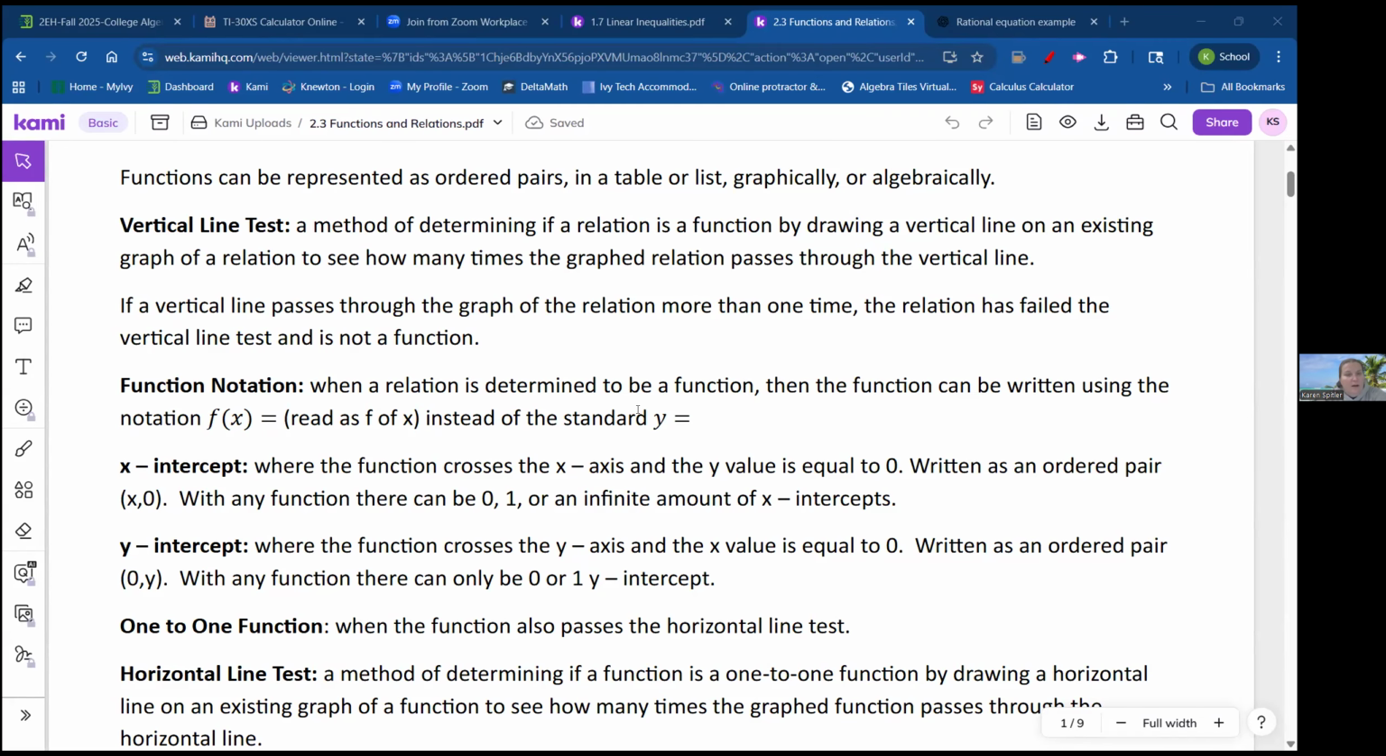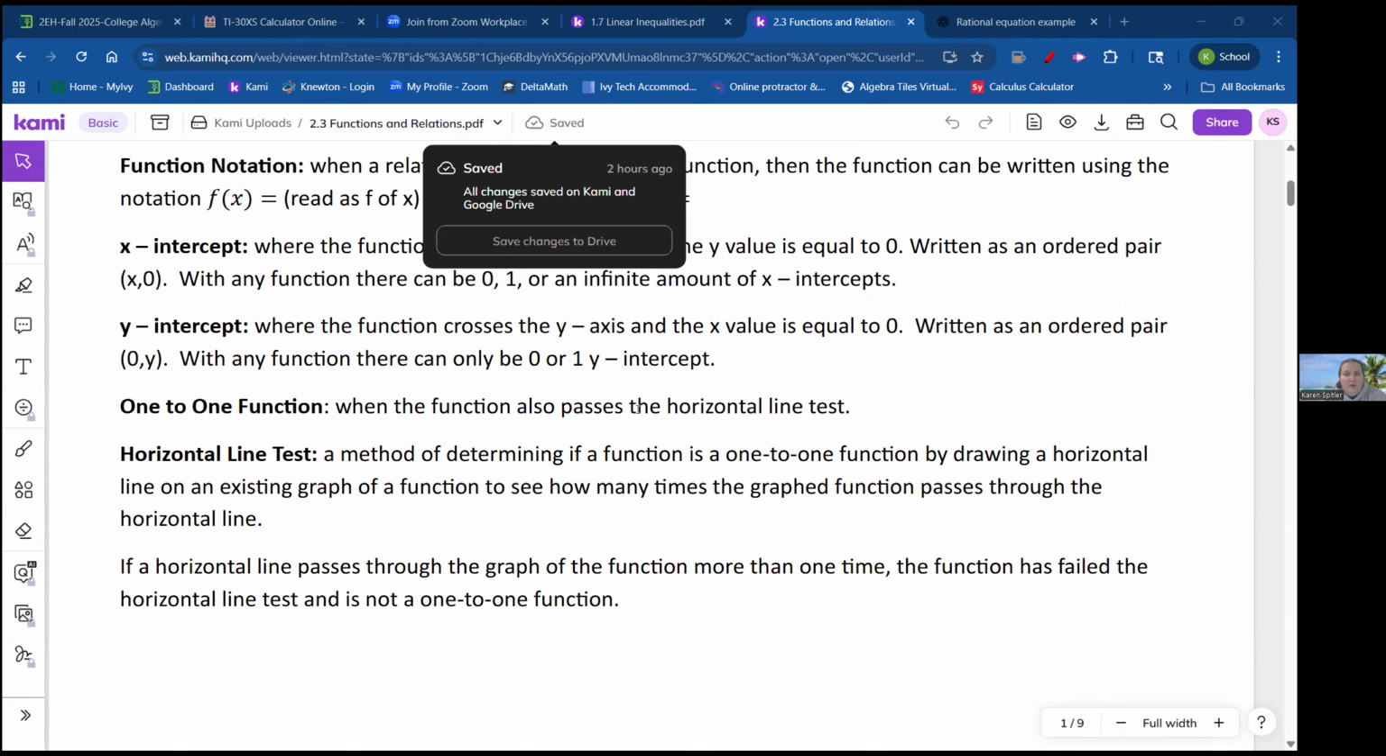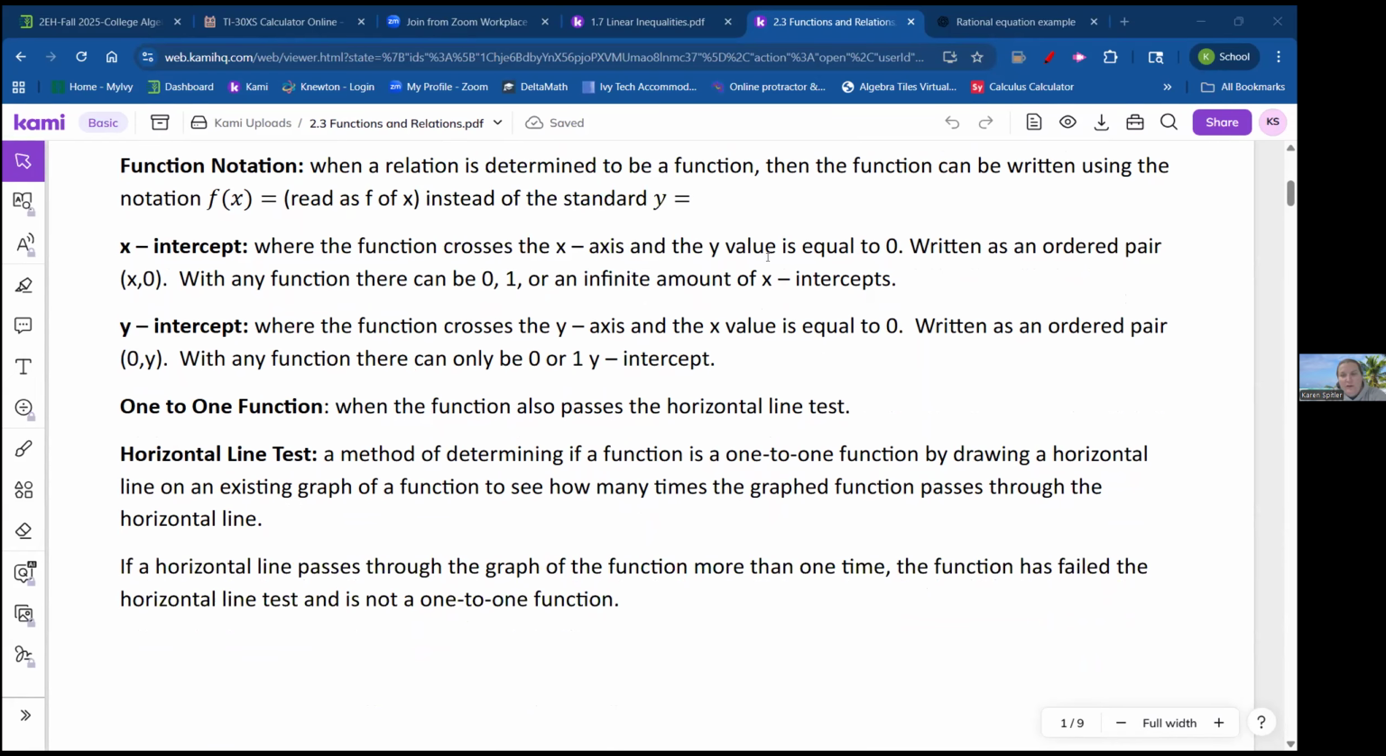Okay? The x-intercept is where the function crosses the x-axis and the y value is equal to 0, written as an ordered pair (x, 0). With any function, there can be 0, 1, or infinite amount of x-intercepts. Y-intercept, where the function crosses the y-axis, the x value is equal to 0, written as an ordered pair (0, y). With any function, there can be only 0 or 1 y-intercept.